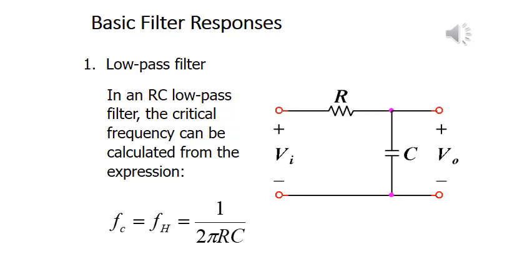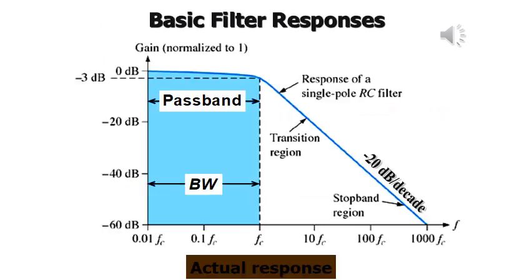For any low pass filter, the cutoff frequency can be calculated using the formula: cutoff frequency is equal to 1 by 2 pi RC. This is the diagram for a very basic RC low pass filter, and in this case the lower frequencies will be allowed at the V0, and the higher frequencies will be rejected by the filter.